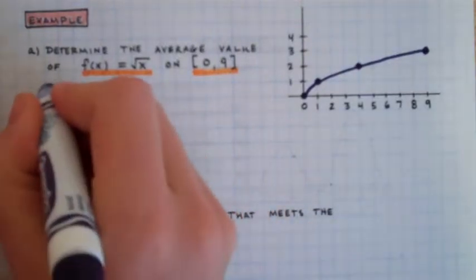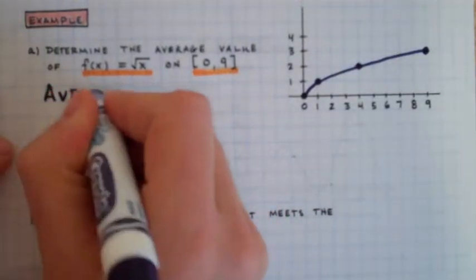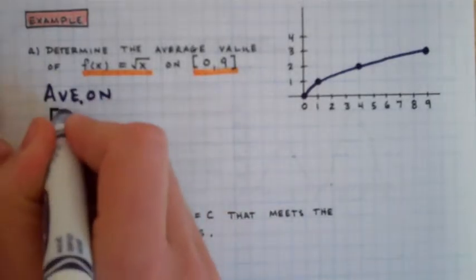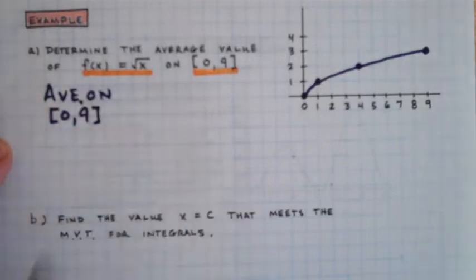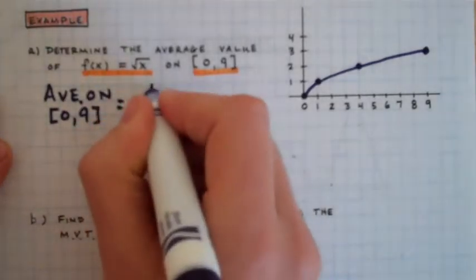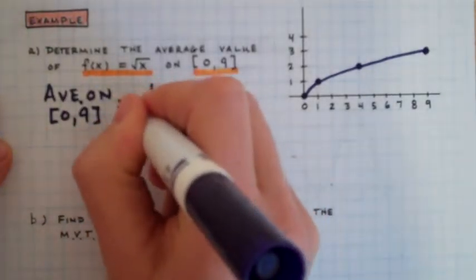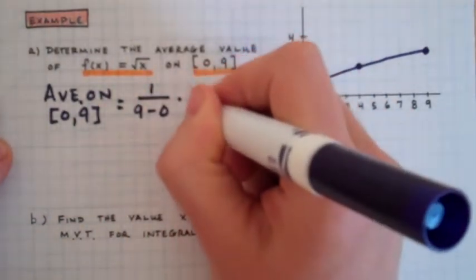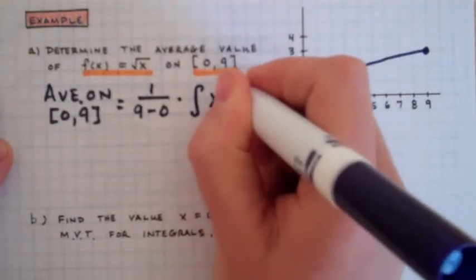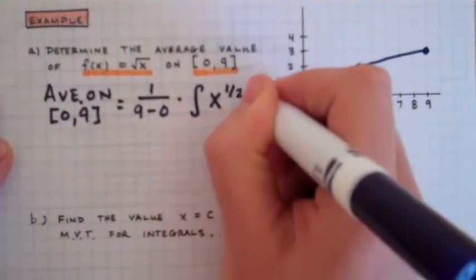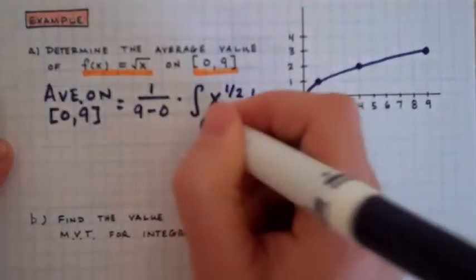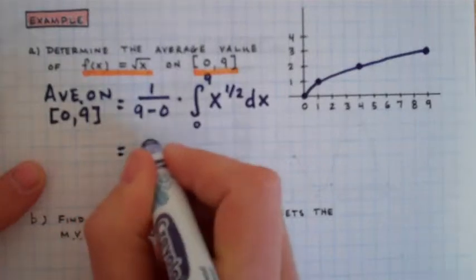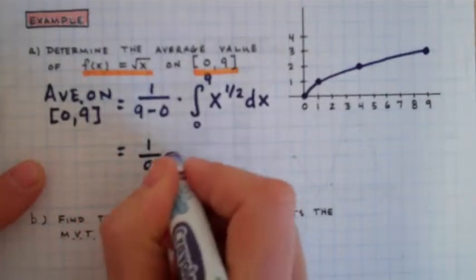Here we go. So the average on the interval 0 to 9 is equal to 1 over the change in the x values multiplied by the integral of the function on the interval from 0 to 9. And let's put this one together by hand.